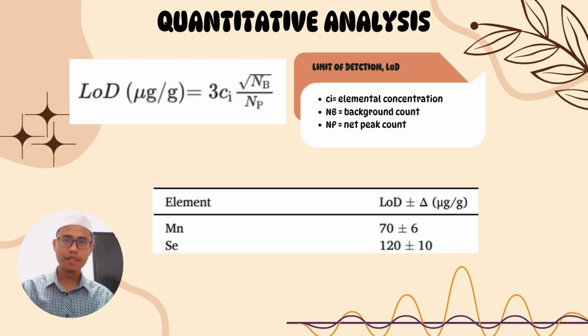Now we move on to the limit of detection, or in simple terms, LOD. This formula helps us determine the smallest amount of heavy metal that can be reliably detected. There are three things in this formula, which are concentration, background signal, and the net signal of the sample. In the table, we can see the metals and their limit of detection values, which means that we can detect them quite easily, and it ensures that it is sensitive to even small traces of the element.